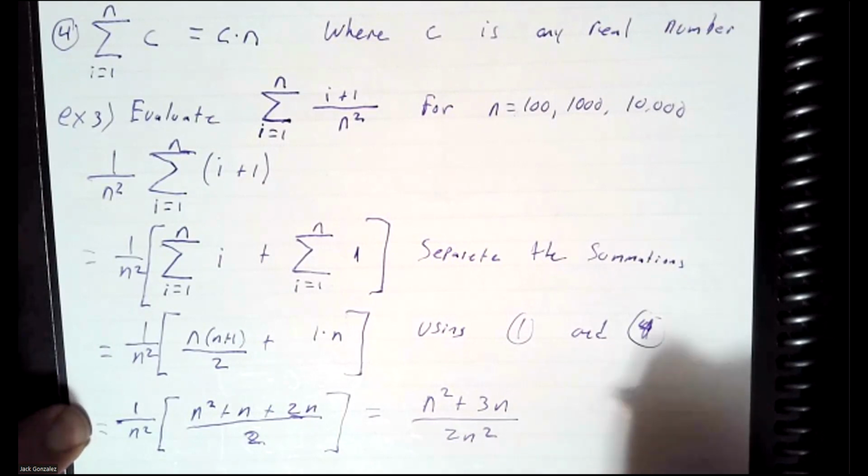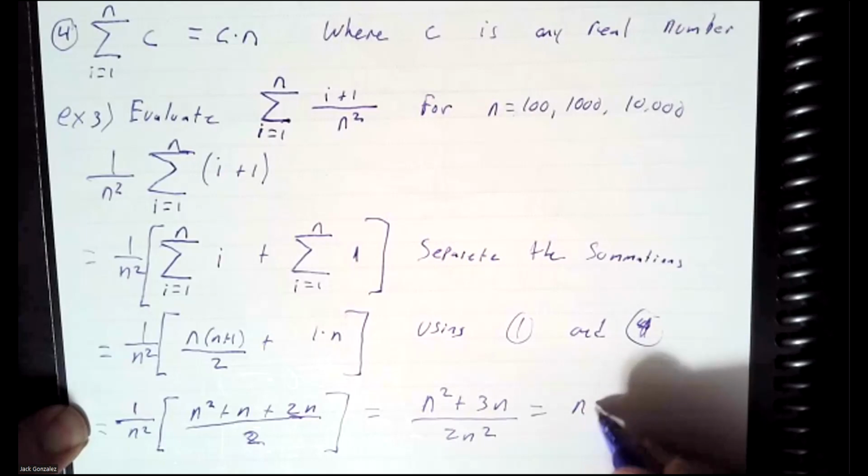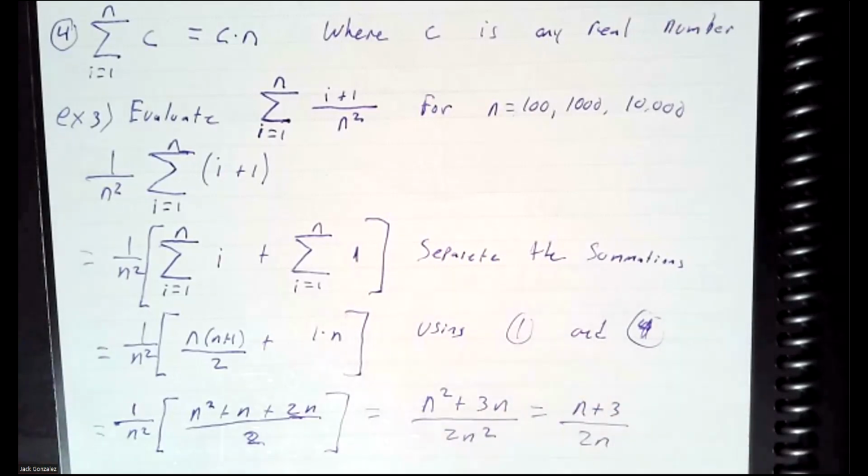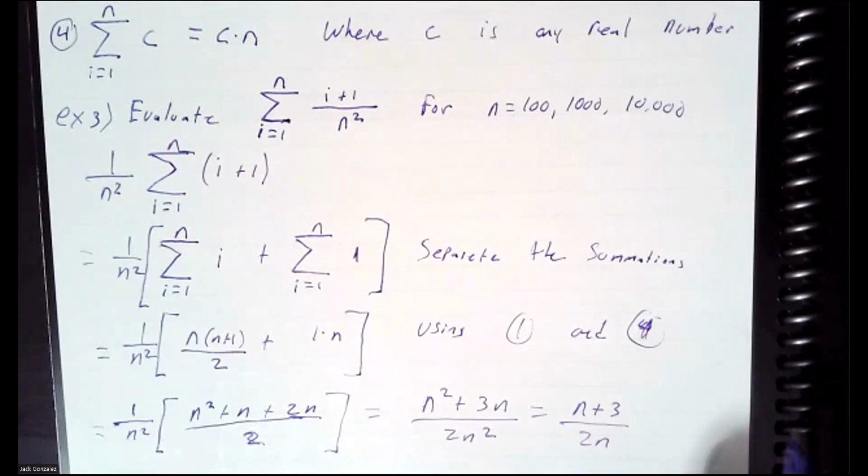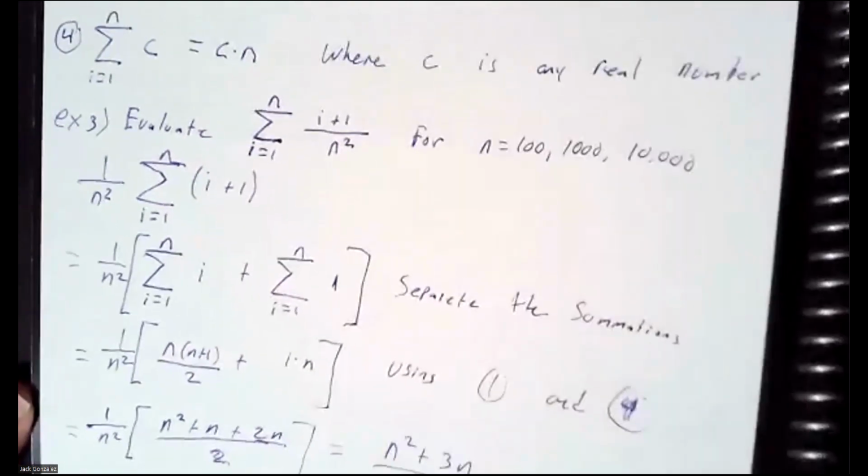Oh, just noticed that reduces, doesn't it? You factor an n out from the top. Yeah. I forgot you can't factor all of it out. Never mind. So use this guy to solve for 100, 1,000, 10,000. So we'll do that on the next page.